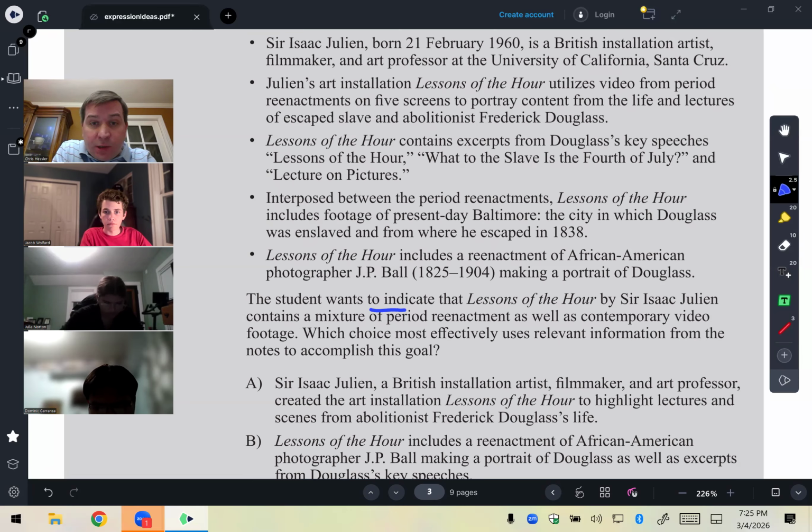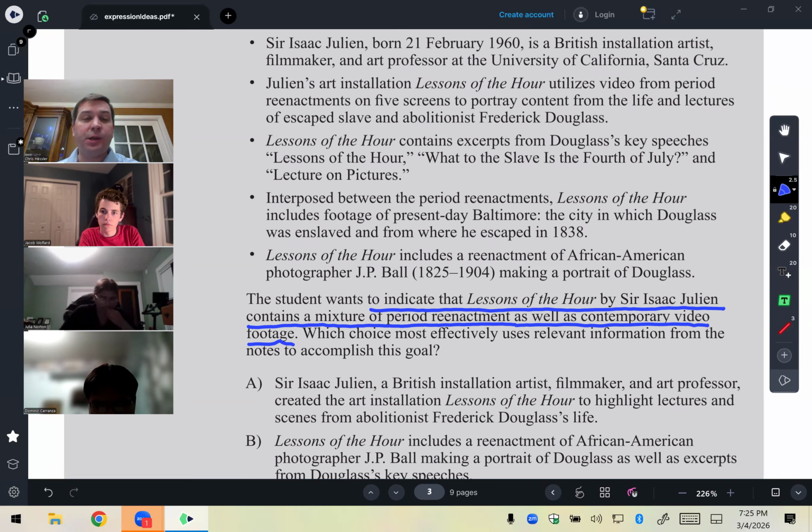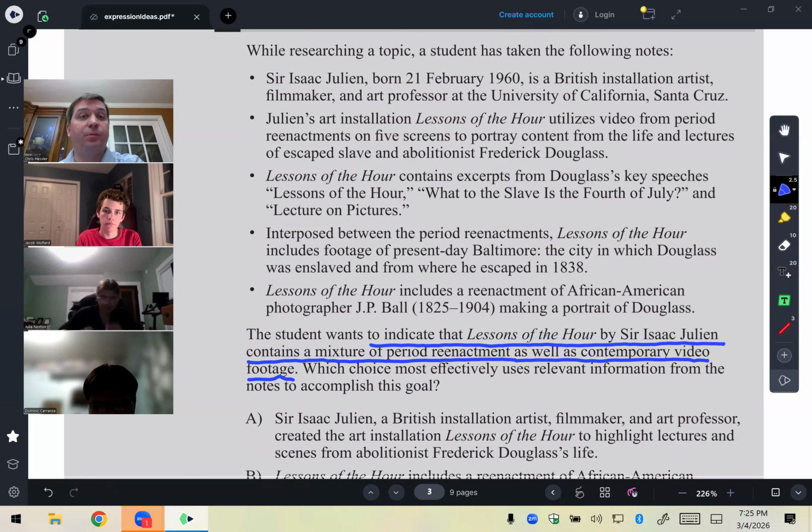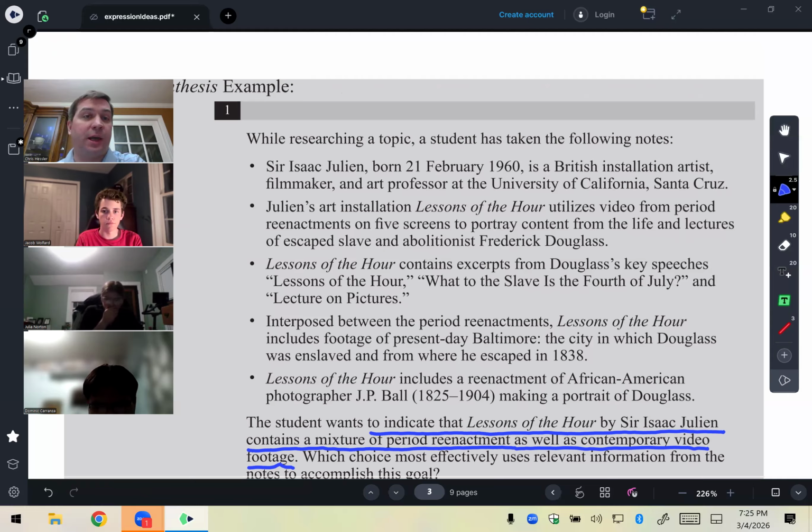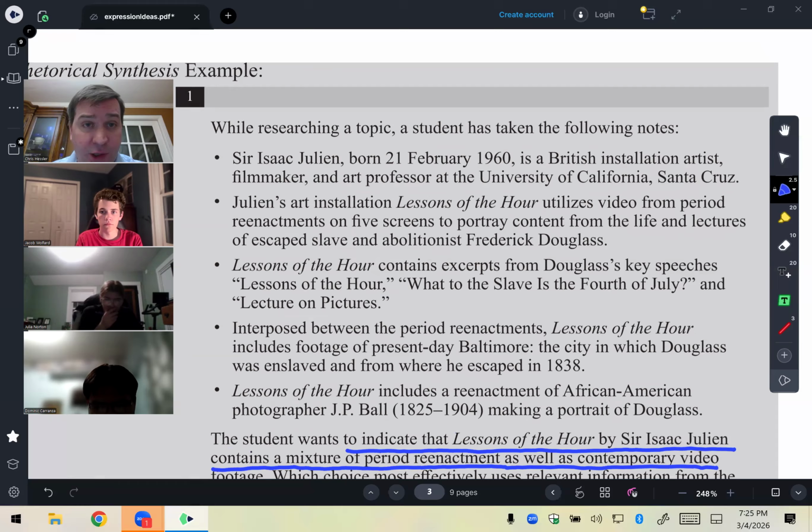The student wants to indicate that Lessons of the Hour by Sir Isaac Julian contains a mixture of period reenactment as well as contemporary video footage. So we only need an answer choice that discusses a mixture of period reenactment as well as contemporary video footage. So I'm going to go through the bullets real quickly, and let's just see if we need that particular bullet. Here's the first bullet. Sir Isaac Julian, born 21st February 1960, is a British installation artist, filmmaker, and art professor at the University of California, Santa Cruz. Julian's art installation, Lessons of the Hour, utilizes video from period reenactments. So we might need that.